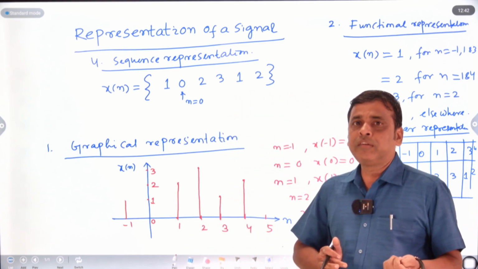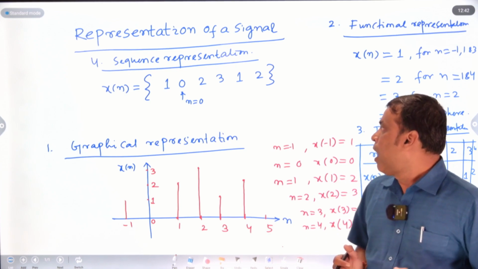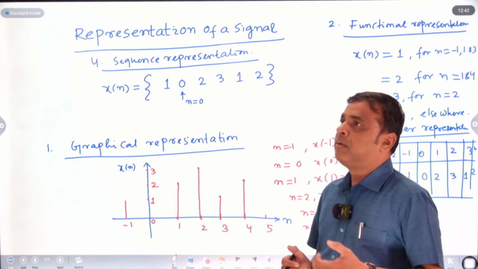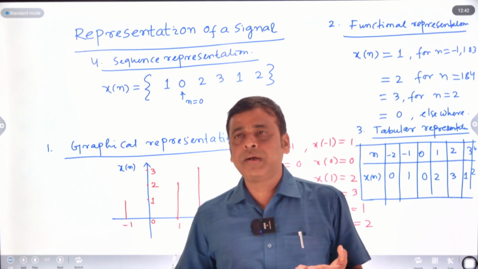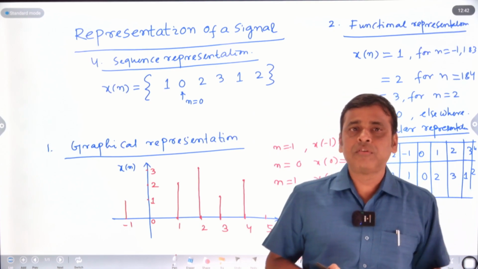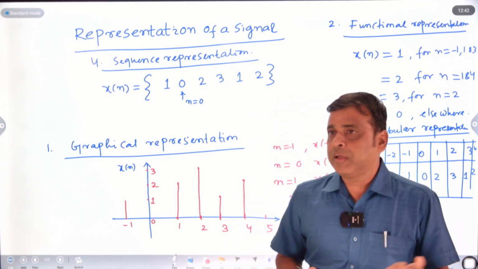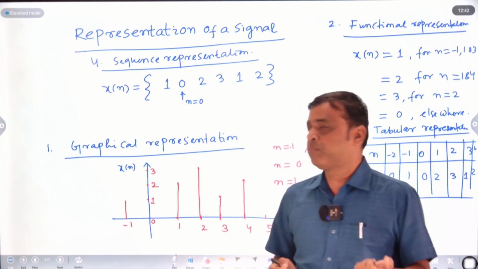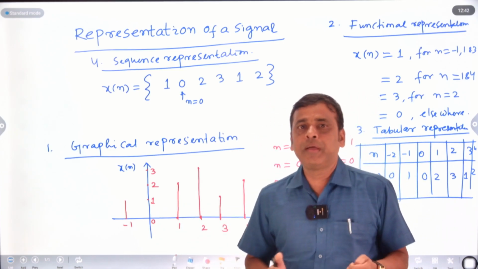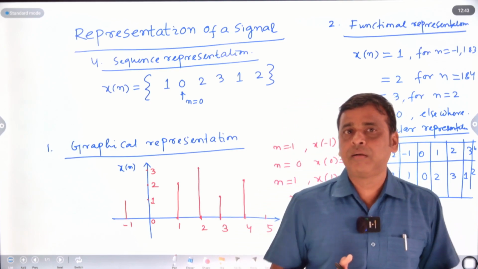Thank you students. In the next class we will study the elementary discrete signals, that is, different types of elementary signals which play an important role in communication and signal processing systems: impulse sequence, ramp sequence, step sequence, exponential sequence, sinusoidal sequence. There are many basic signals which play a very important role in communication and signal processing systems.